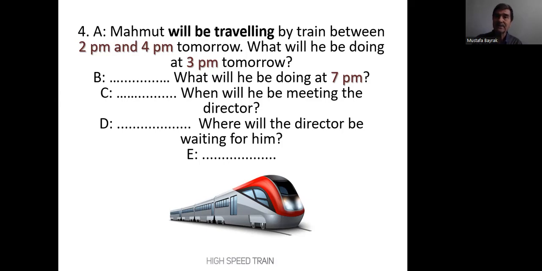Now it's clear. What will he be doing at 7 p.m.? Now we can make that sentence. He will be having a meeting at 7 p.m. Sorry, when will he be meeting the director? He will be meeting the director at 8 p.m. Where will the director be waiting for him? The director will be waiting for him at the office.